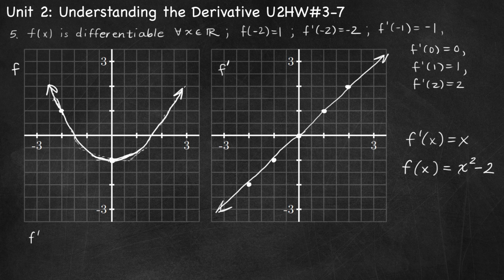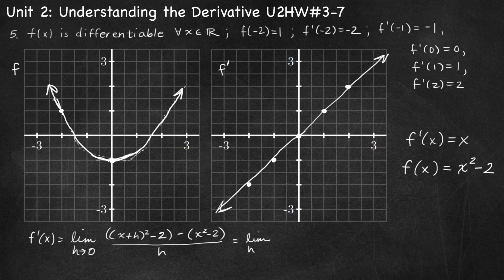So f prime of x, I know, is equal to the limit as h approaches 0 of f of x plus h. So I'm going to use my function f of x and substitute in x plus h. So I have (x plus h) squared minus 2. There's my f of x plus h, minus f of x, and that's just my original function. So x squared minus 2, all over h.